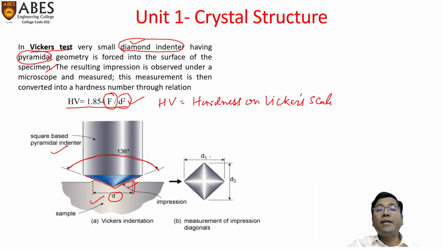So after measuring D1 and D2 and taking the average of those, we get the value of D. So HV can be calculated with this relation: HV equals 1.854 into F upon D square.